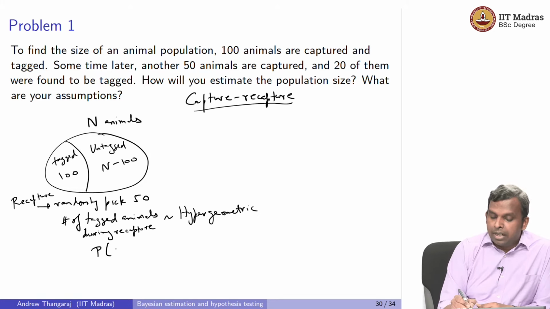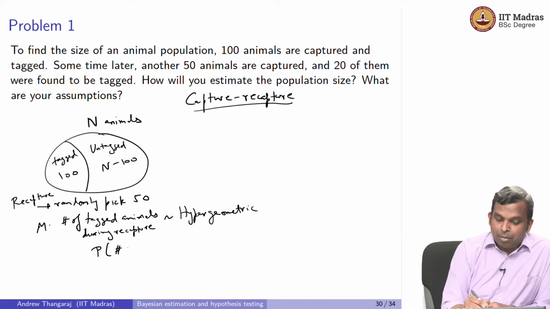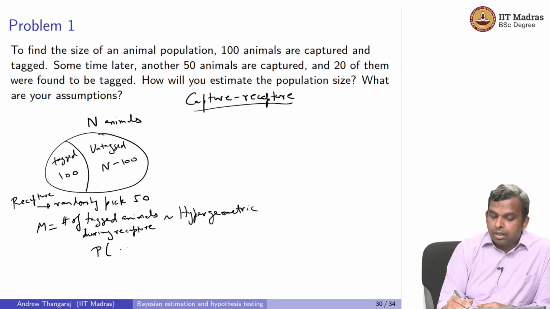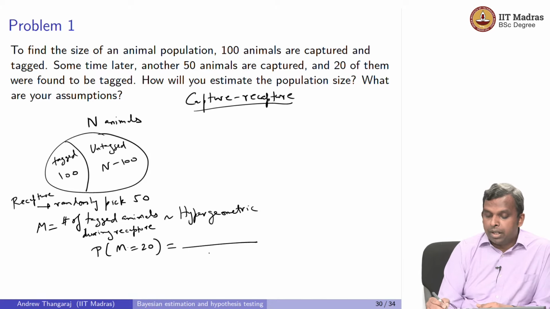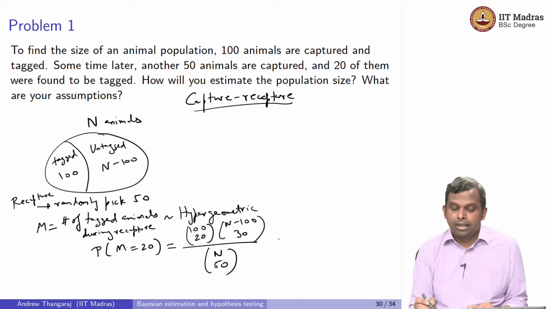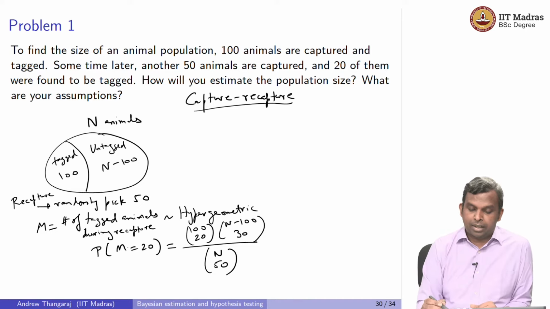Let's call this M. So this M is hypergeometric. The probability that M equals 20: in the denominator you are going to have N choose 50, and in the numerator you are going to have 100 choose 20 times N minus 100 choose 30. I'm sorry, 50 here, and 20 and 30. So this is the hypergeometric distribution.